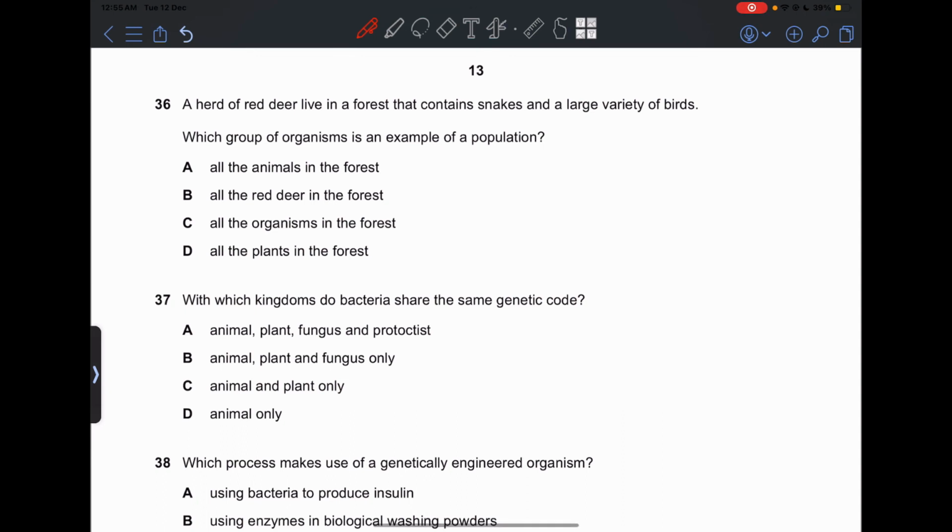36. A herd of red deer live in a forest that contains snakes and a large variety of birds. Which group of organisms is an example of a population? So over here we can see that A says all the animals in the forest. This is not a population. B says all red deer in the forest. This is the correct answer because we know population is the amount of a specific species in a place. So, for example, a population may refer to the amount of cats in a specific area. So this is the population for a specific species. So our answer is going to be B.